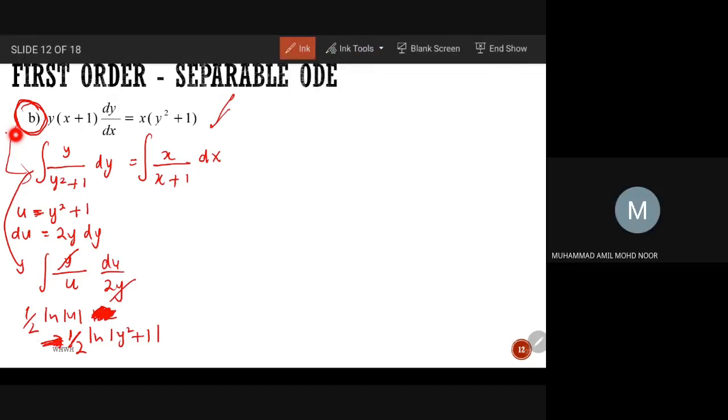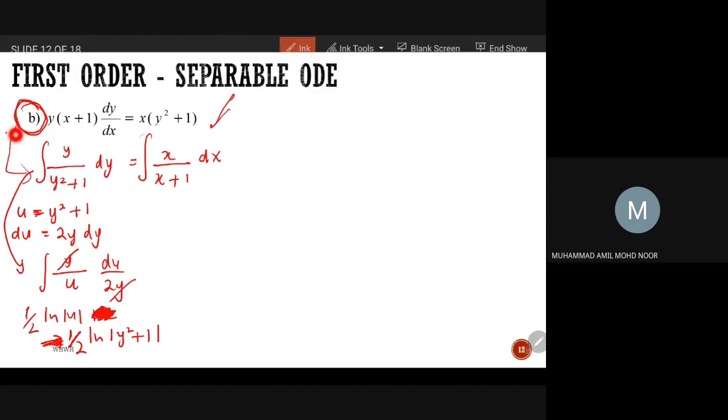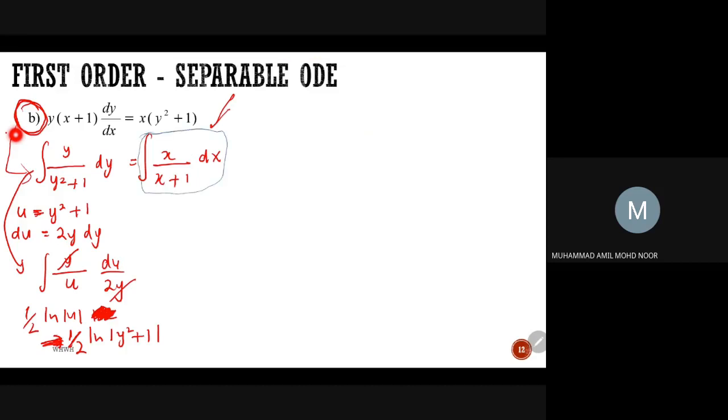What I want to discuss is actually on your right hand side. How do you solve your right hand side? Do you let u as well? Yes, I also let u, doctor. So you let u equals to x plus 1. Then from here you get du equals to dx.